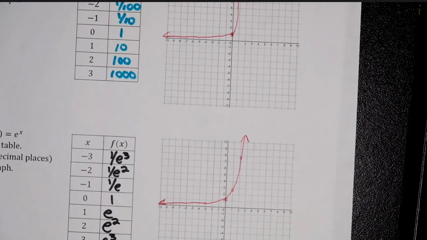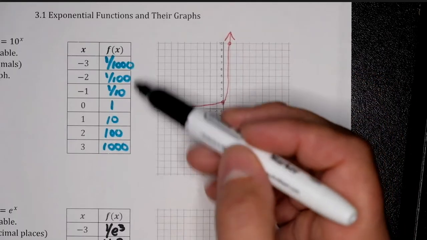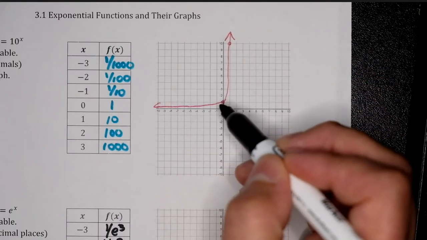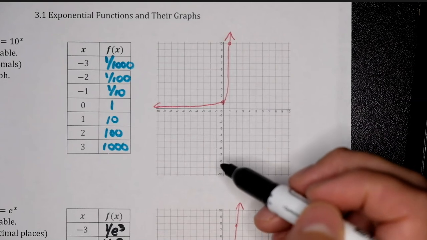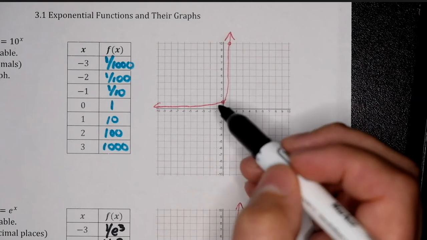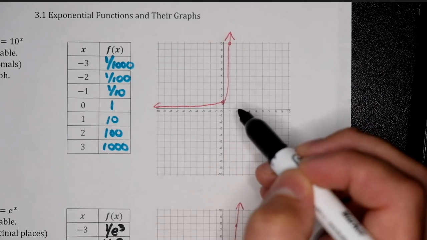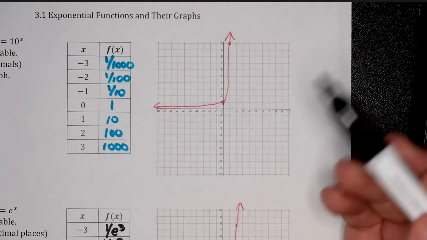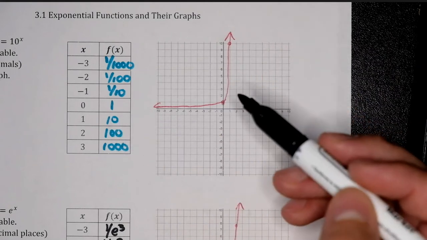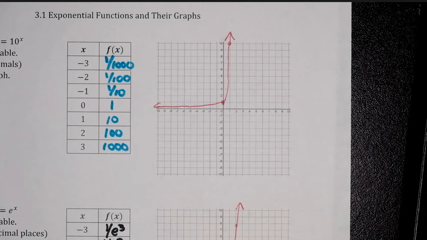Number 4, these are the values I got. This is 10 to the x. Now, this one might start to look a little bit different. Hopefully, you're noticing that it goes up pretty steeply. And if you were graphing that by hand, you notice, like, I can graph x equals 1, but x equals 2 is up at 100, and x equals 3, man, that's at 1,000. There's no way I can graph that on here without scaling it.